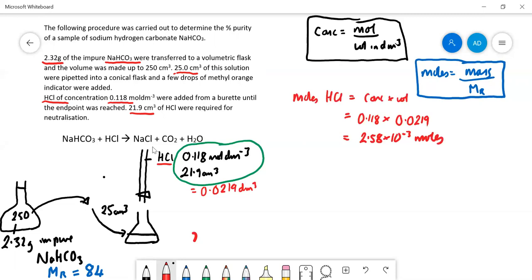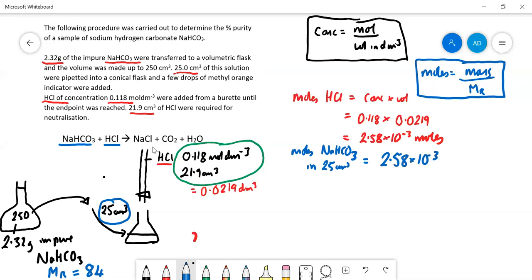Now, if we look at the equation, we have got a 1-to-1 ratio, 1 mole of sodium hydrogen carbonate to 1 mole of HCl. So we can say the moles of sodium hydrogen carbonate in 25 centimeters cubed is the same as that. That's 2.58 times 10 to the minus 3. But then we need to go back to this to see how much you've got in 250. So that's 10 times that amount. So moles of sodium hydrogen carbonate in 250 is equal to 2.58 times 10 to the minus 2 moles.